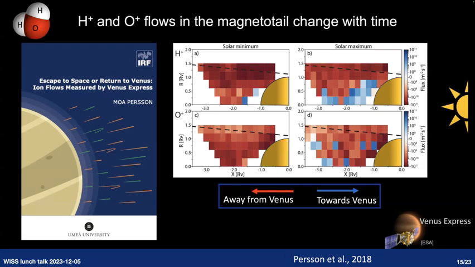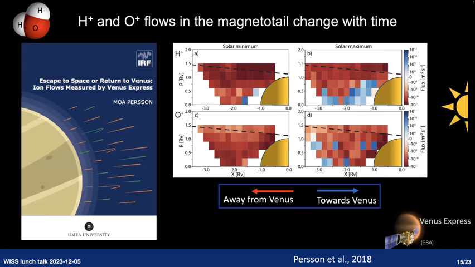And this is where this plot comes into play. So you can see different plots. You see Venus, and you see the sun is to the right. So this is behind Venus. And different colors here, just to simplify it. If it's a red color, it means that ions are flowing away from Venus. And if it's a blue color, you can see that ions are going back towards Venus.